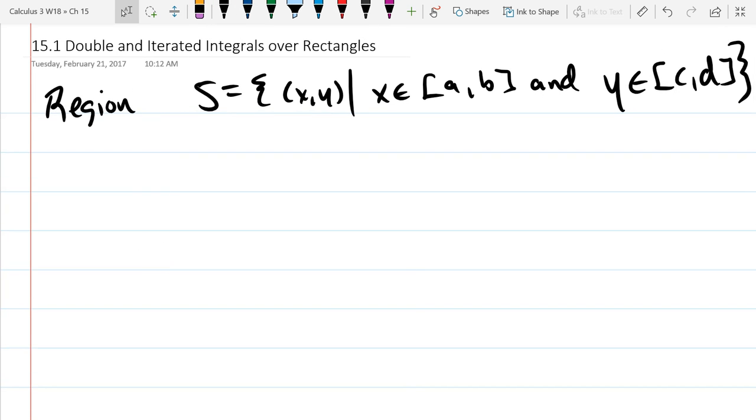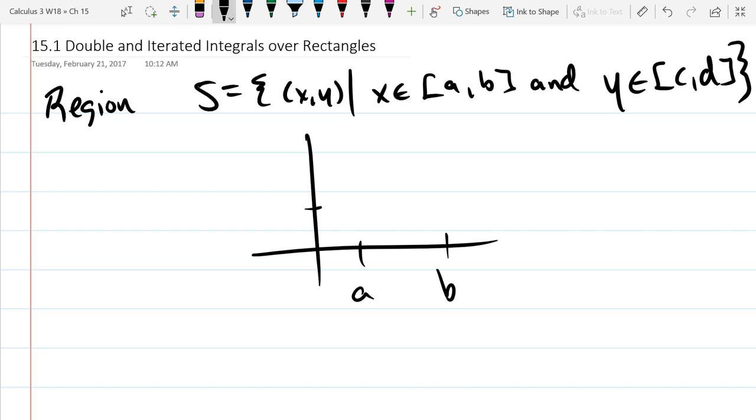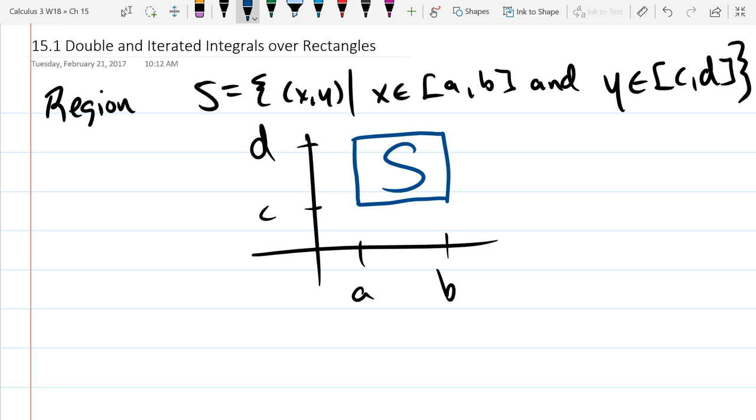All right, so here is a rectangular region. So all the X's go between A and B. All the Y's go between C and D. I'm going to assume that they're positive so I can write it out super easy. So the region that we're describing is this rectangle here. That would be S. So any questions about that set notation or what we're talking about?